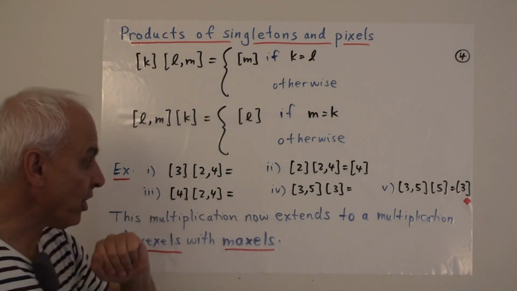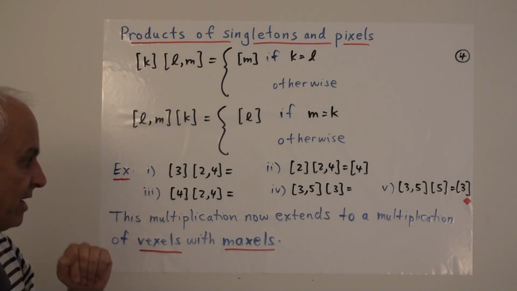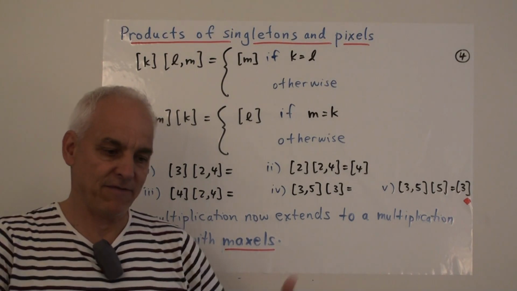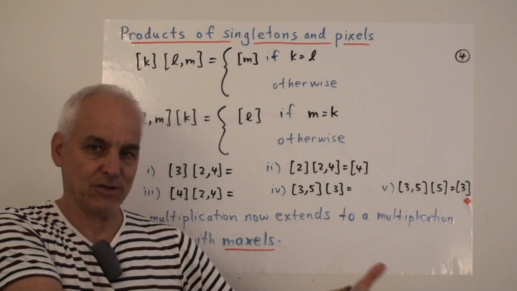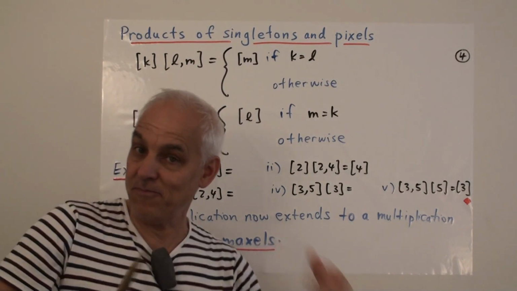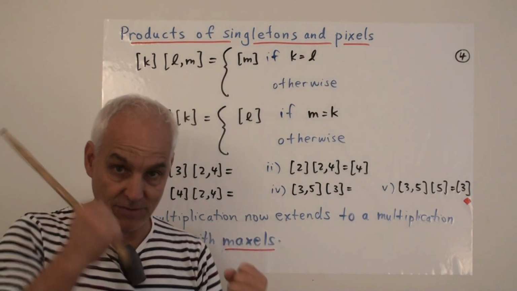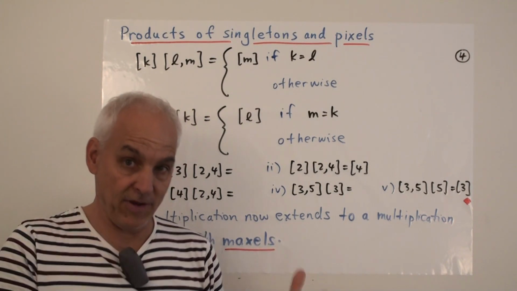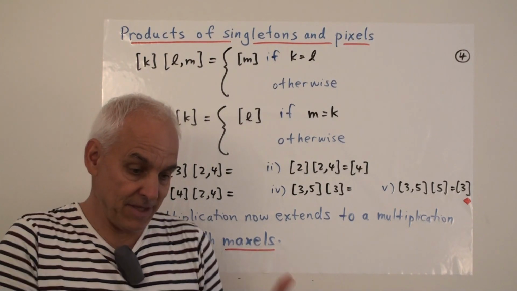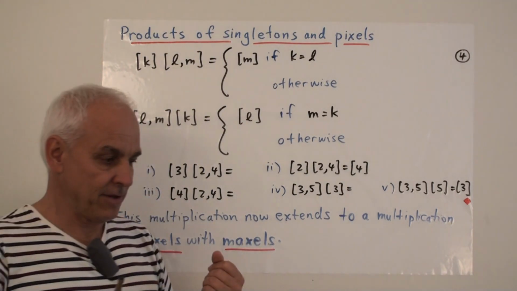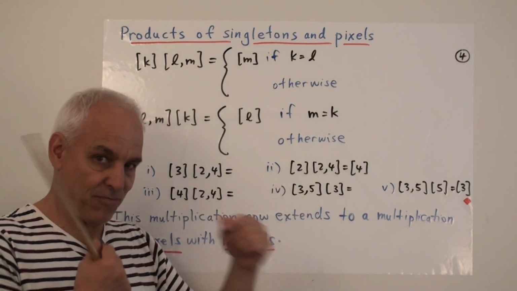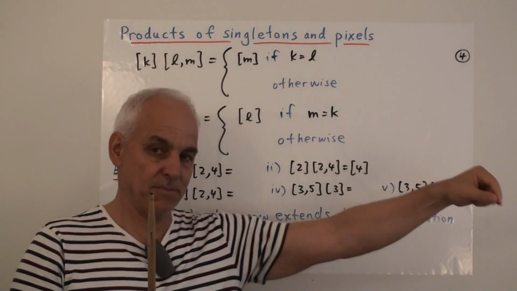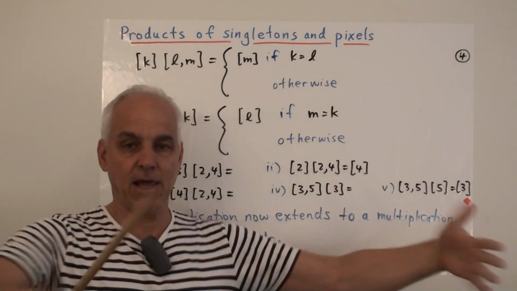Okay, so this multiplication of singletons with pixels now extends to a multiplication of vexels with maxils. Because a vexel is just a multiset of singletons, and a maxil is just a multiset of pixels. So if we know how to multiply singletons with pixels, then we can multiply multisets of singletons with multisets of pixels. And we do that in the standard way that we're now getting used to, that we just multiply all possible products of the multiset objects in the first multiset times the multiset objects in the second multiset. We look at all possible products and put them all in a big box.